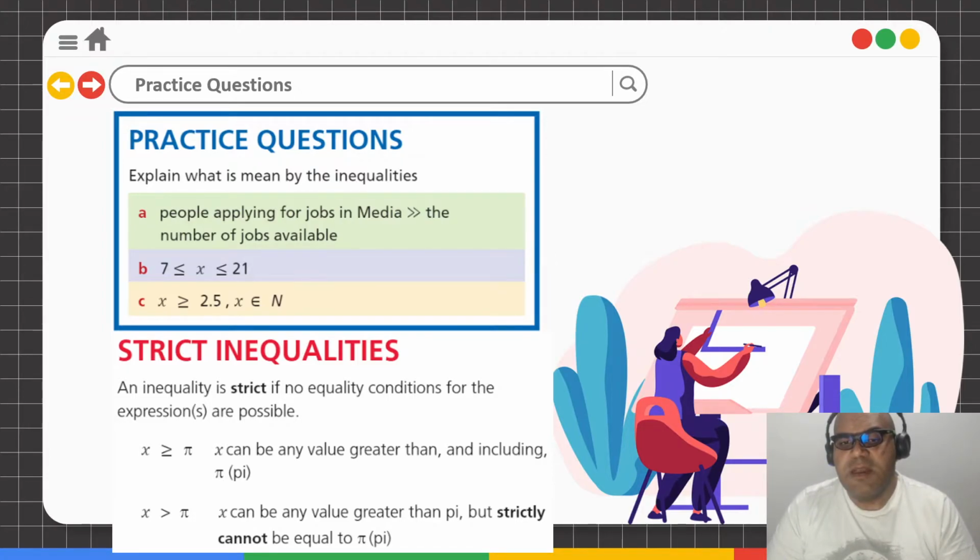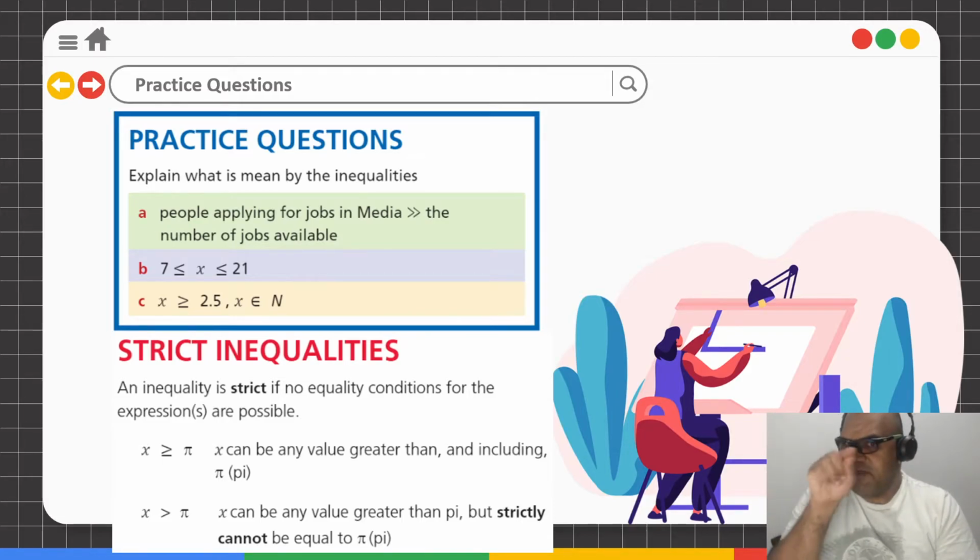An inequality is strict if no equality conditions for the expression are possible. What does it mean? Example here: x can be any value greater than and including pi. But when we're talking about strict inequalities, x can be any value greater than pi, but strictly cannot be equal to pi. I can use any number greater than pi, but not pi.